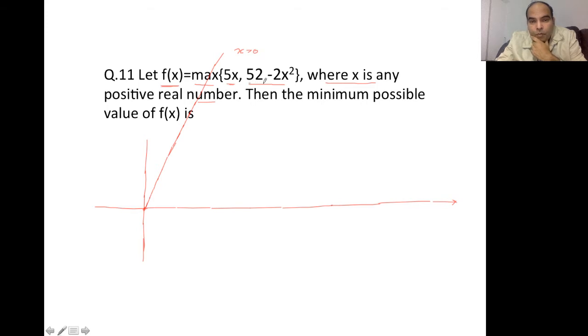Now what about the 52 minus 2x squared graph? This graph is going to have a value of 52 at x equals 0. At x equals 1, the value is going to be 50. At x equals 2, it's going to be 44. At x equals 3, the value is going to be 34, and so on. So this graph is basically a reducing graph.